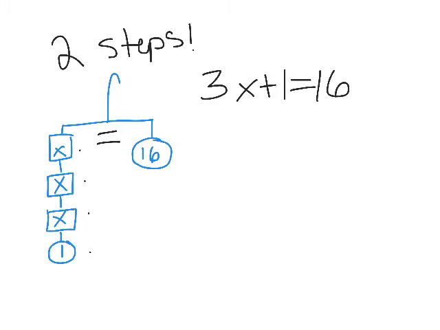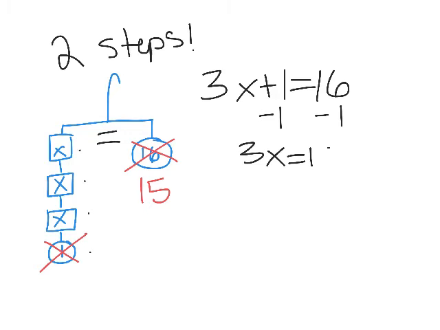Now, how do we solve this? Well, remembering that we need to keep things balanced, our first step should probably be to get rid of that plus 1, because that's just making things complicated. But if we get rid of a 1 over here, it's not going to be balanced anymore. We have to get rid of 1 over here too. So algebraically, I could show that by subtracting 1 from both sides. So I get 3x equals 15.